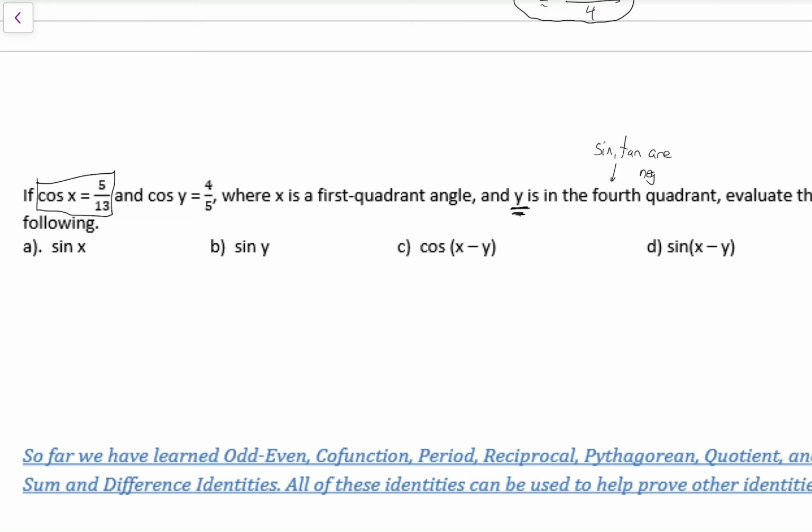So is there a relationship that we know, the trig identities that relate sine and cosine, and we just learned the Pythagorean identities that we know that sine squared of x plus cosine squared of x is equal to 1. It's a very important Pythagorean identity. Well, we actually know cosine of x, so we can say sine squared plus cosine of x is 5/13, so cosine squared of x is 5/13 squared equals 1.